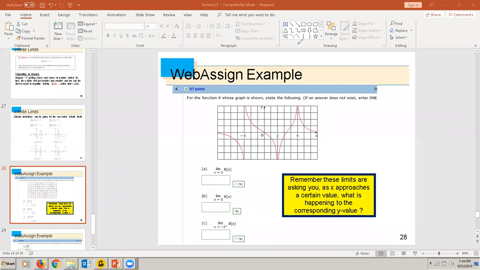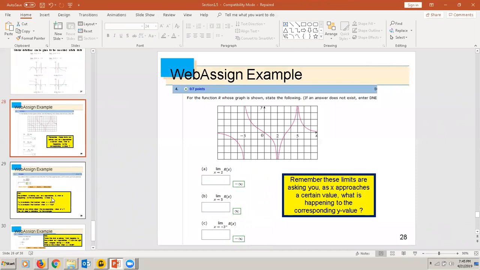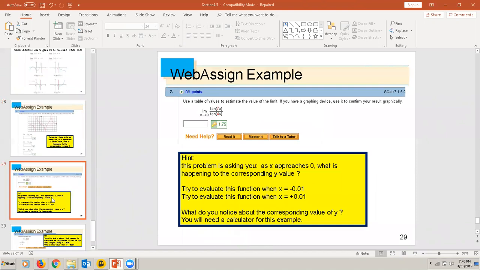Okay, let's do a couple more examples. Let's go here to a WebAssign example. And this one says use a table of values to estimate the value of the limit. And if you want to use a graphing calculator of some kind, you can confirm your result graphically. So it says, what's the limit as x approaches 0 of tan 7x over tan 4x?